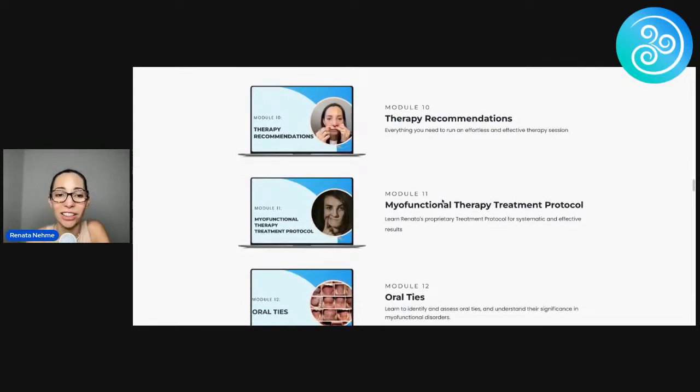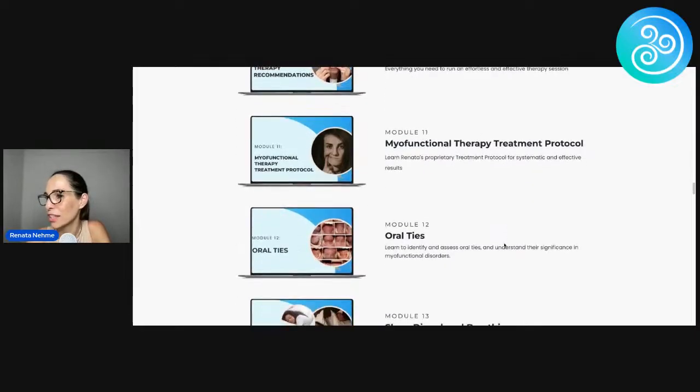Therapy recommendations. There are lists of things that you're going to be able to already recommend to your patients. Myofunctional therapy treatment protocol. This is the protocol that I have come up with to help you guys. It's a phased protocol, phase 1, 2, 3, and 4. And it gives you a very clear guide of how to see these patients, what to do in phase 1, what to do in phase 2, what to do in phase 3. And it also gives clear guidance to the patient so they know how much longer they have with therapy. This by itself is going to increase patient retention.